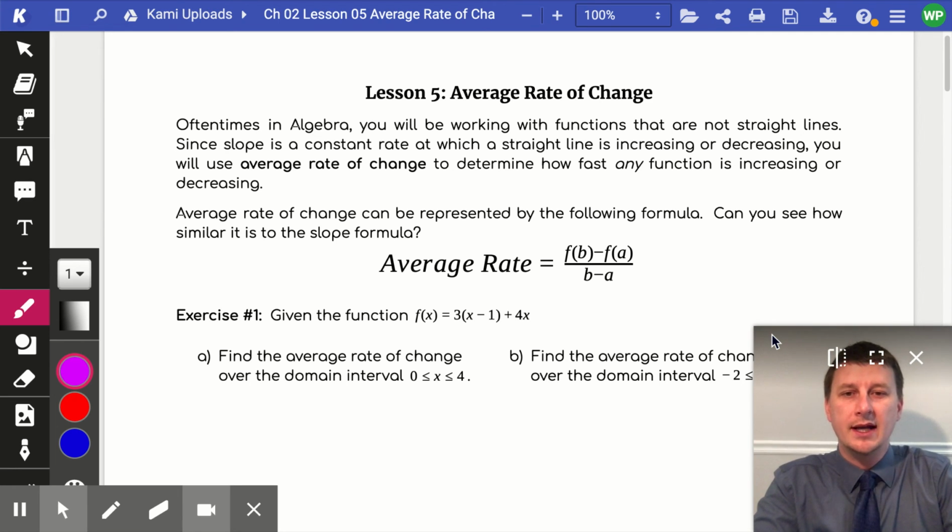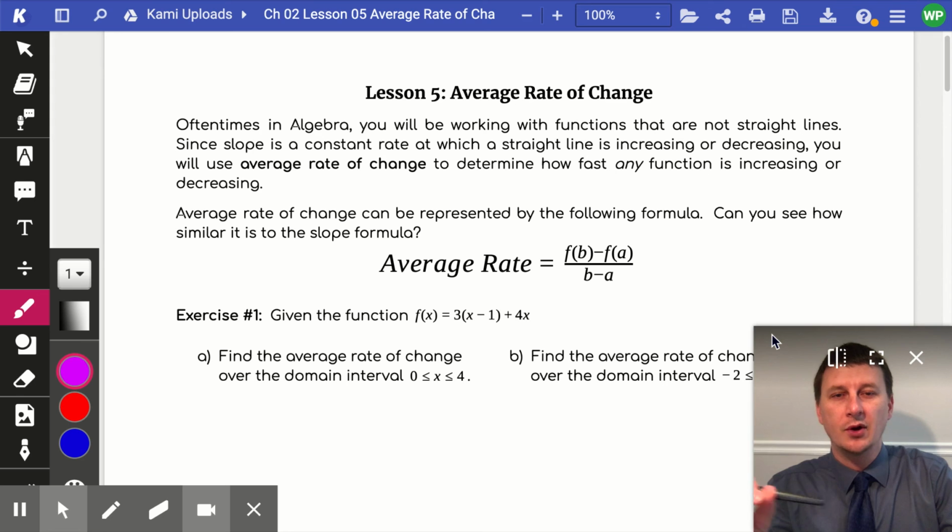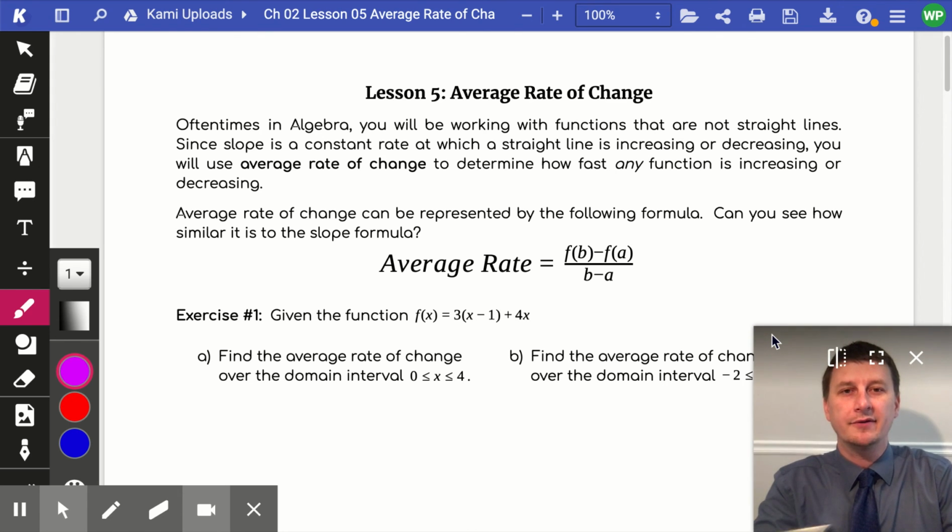Oftentimes in algebra, you'll be working with functions that are not straight lines. Since slope is a constant rate at which a line is increasing or decreasing, you will use average rate of change to determine how fast any function is increasing or decreasing. The difference between average rate of change and slope is that you might be looking at some curvy lines, and with that line curving, it's constantly changing its slope. So the average rate of change says what its slope is over a certain interval, what its rate of change is over a certain interval on average.